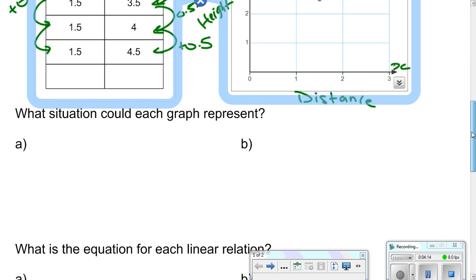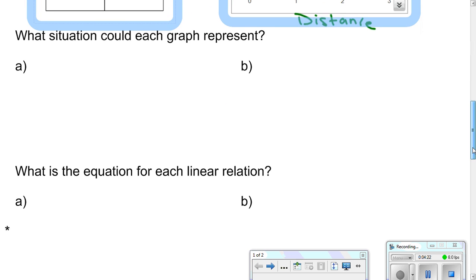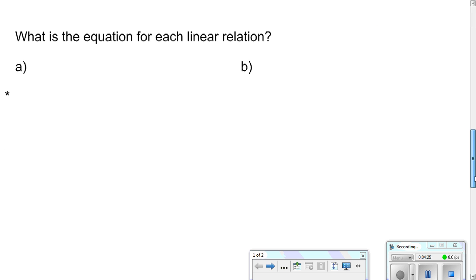I would like you to come up with an idea of what kind of situation each graph could represent. And then I would like you to try to come up with the equation for each linear relation. I sort of gave you a little bit of a clue on the first one, if you were paying attention. Or you rewind this, whatever. But I want you to come up with those so we can talk about those together tomorrow.